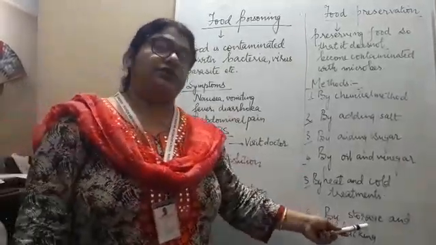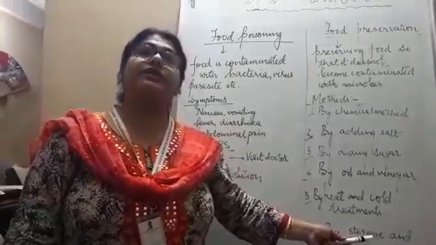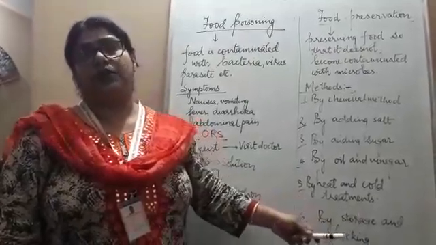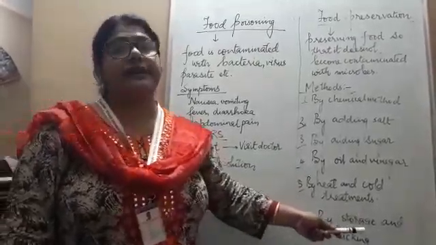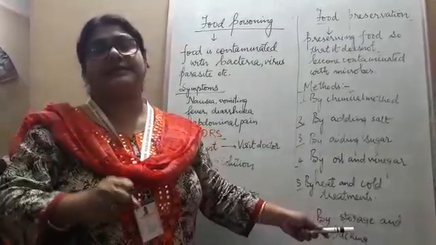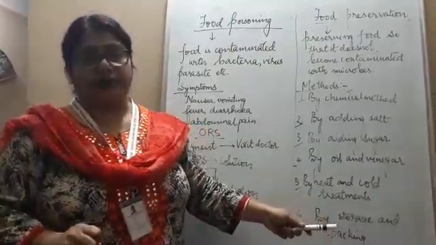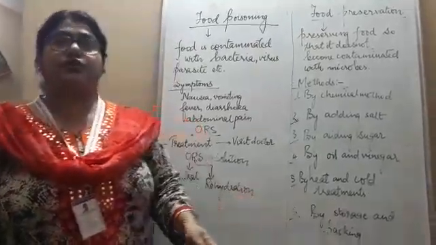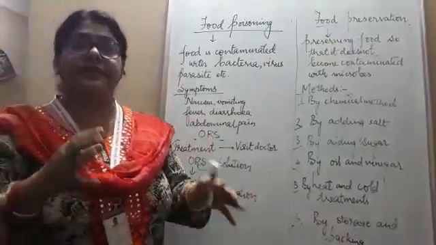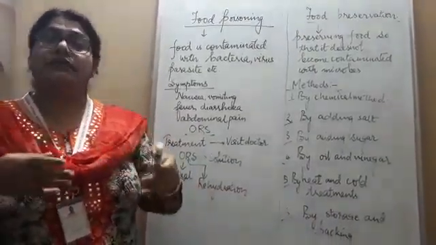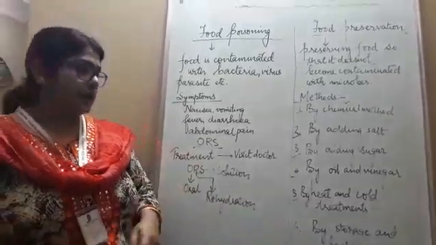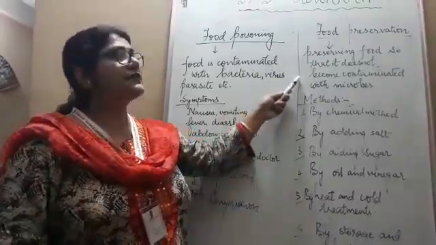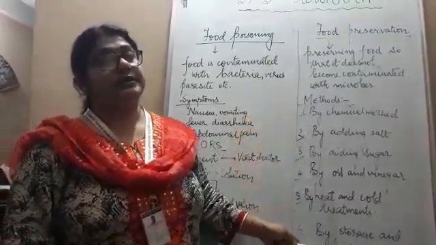Next is by storage. Storage, we have already learned in the first lesson, how we need to store the food grains or the different kinds of dry fruits, because we need to protect them from insects, from pests, and also from moisture, because that all will lead to the growth of microorganisms. And by packing. It should always be airtight, because if air is there inside the packet, then it will allow the growth of microorganisms. So the packet should be properly sealed so that it is airtight. So these are the ways by which we can preserve the food.